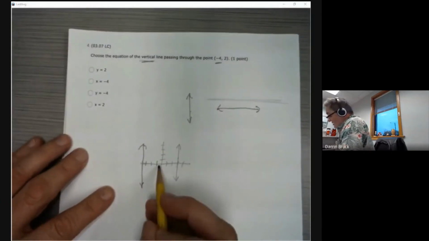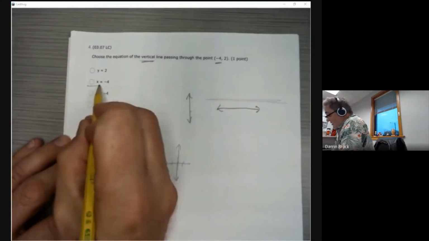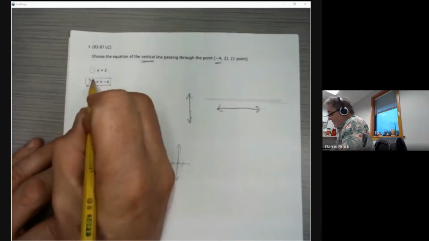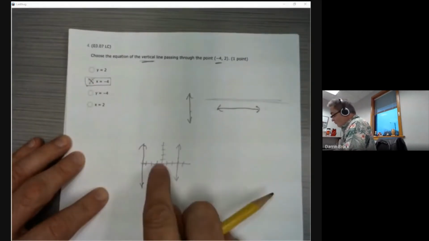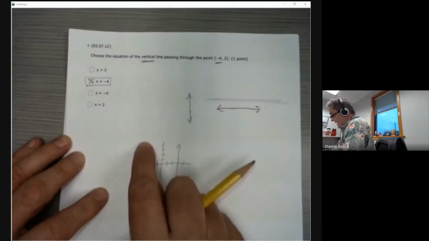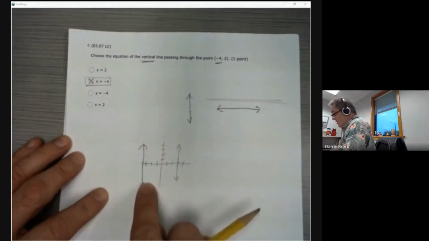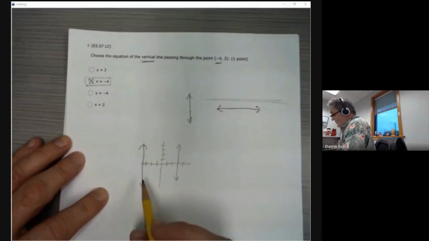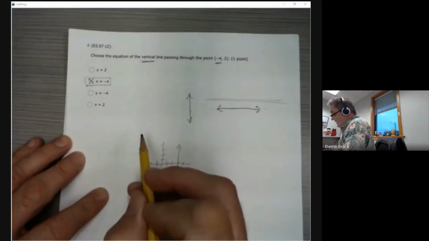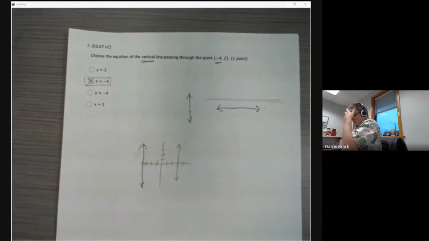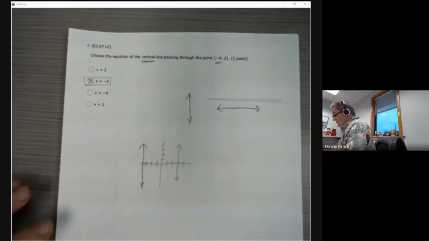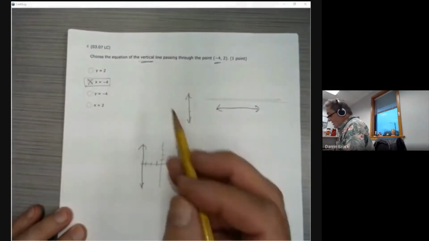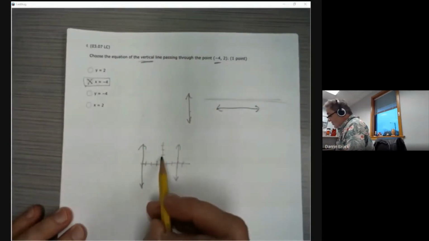So which equation would that be? That would be x equals -4. Because right there, it doesn't matter what the y is, the x always equals -4. Always. -4, -4, -4, 0, -4, 1, -4, 28. X always equals -4. So vertical lines are x equals. Horizontal lines are y equals.